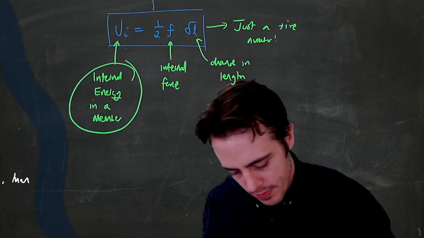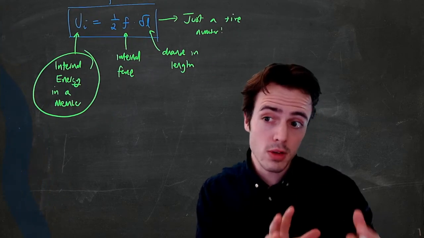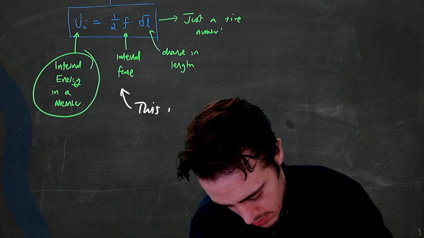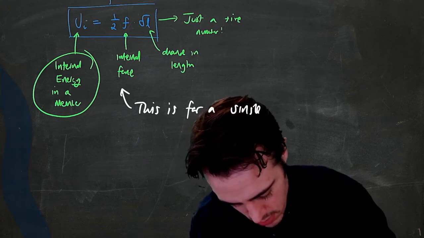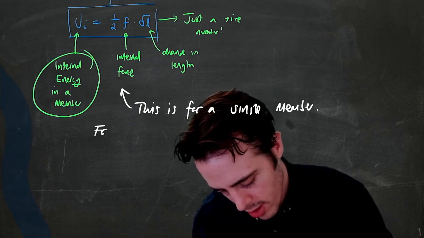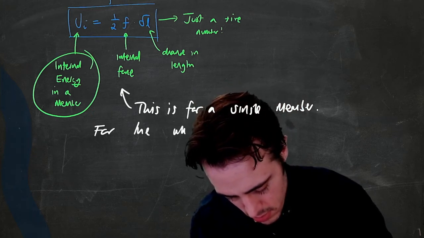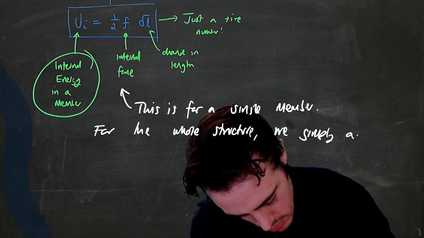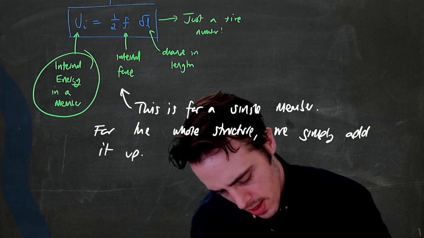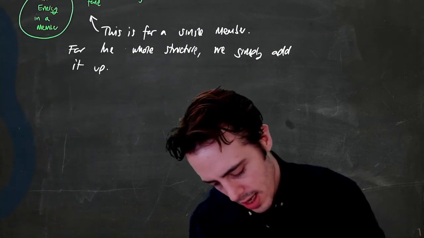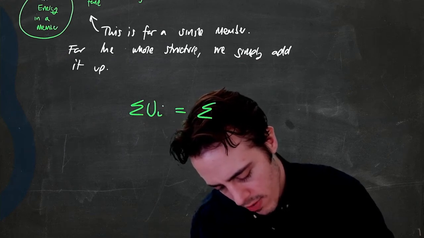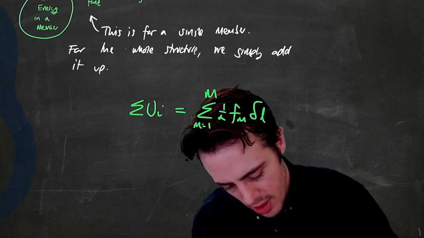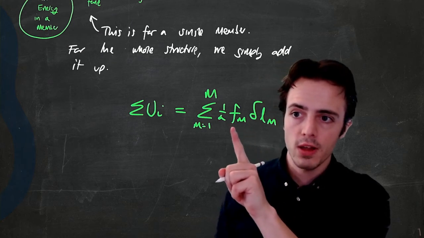So this would be for a single member, and hopefully what you guys will see is that if we want to look at the total internal energy in a structure, we just do this for every member and we add it up. This is for a single member. For the whole structure, we just add it up. Okay, so I'll write that down as well. Let's just say that the sum of internal energy is equal to the sum over m members, with lowercase m equal to 1, of one half the force on that member multiplied by the change in length of that member.